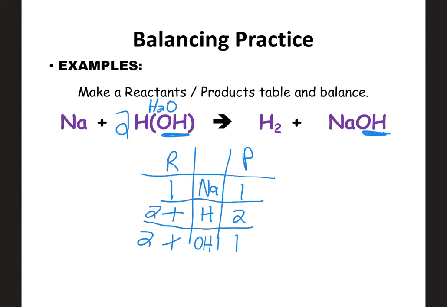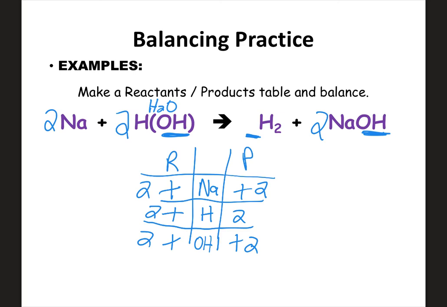I need there to be 2 OH's on the right, so I put a 2 in front of the NaOH. Now I have my 2 OH's, but it made my Na's become 2 as well. So now I need to fix the Na on the left, okay? Put a 2 in front of it, and then boom, this would be balanced, okay? So it looks like you put a 2 in front of 3 of the things, but you didn't put any number in front of this one. Just an FYI, if you ever notice that you put a number in front of everything, be careful. Make sure you didn't miss the simplest form of the equation.